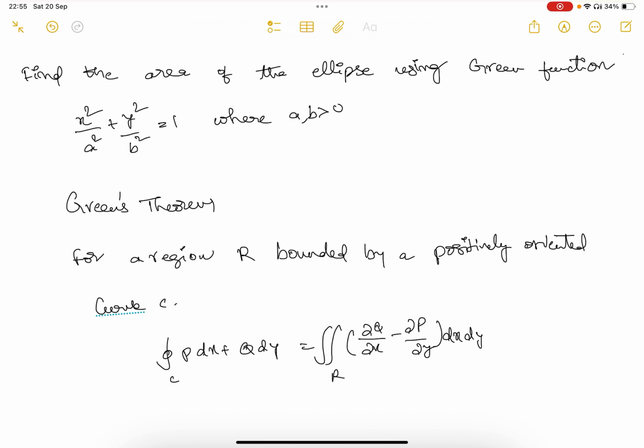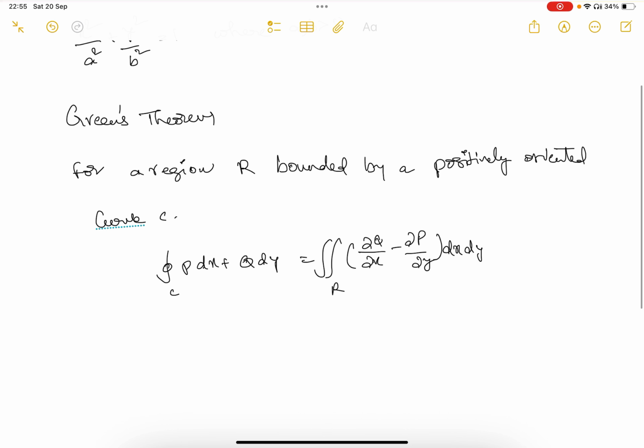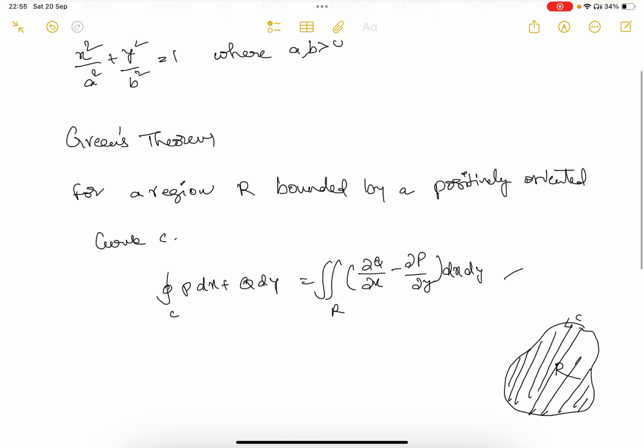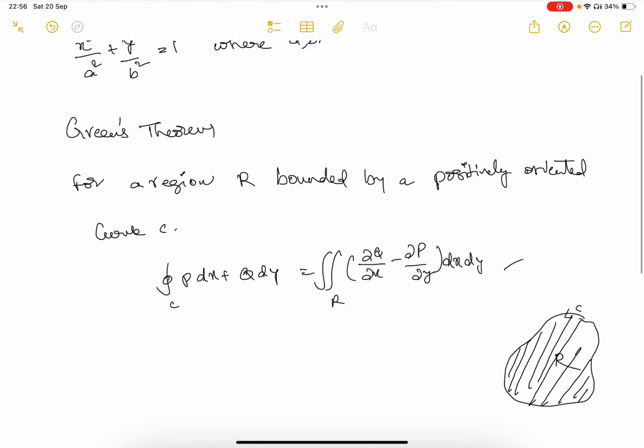Right? This is the Green's theorem formula. Just, if there is some closed curve, and this is the region R, and P, Q are functions of x and y, and they have continuous partial derivatives there, then this satisfies this relation. Fine. Now we need to find the area of an ellipse using this Green's theorem.